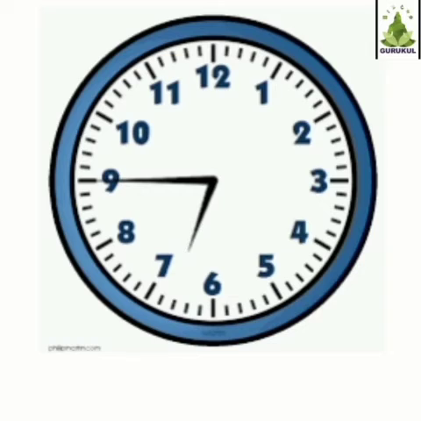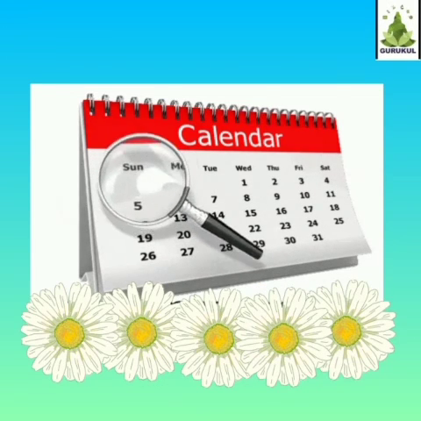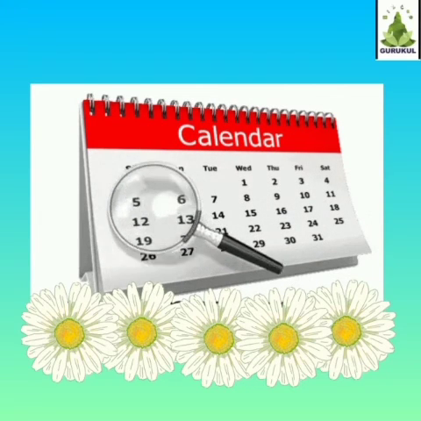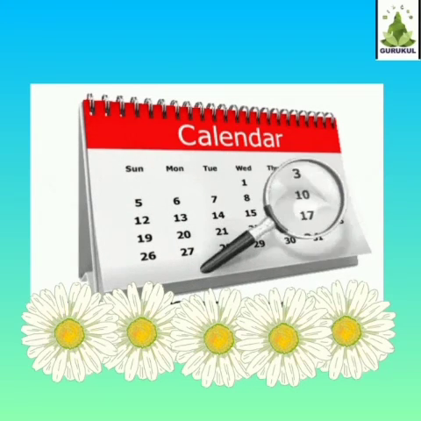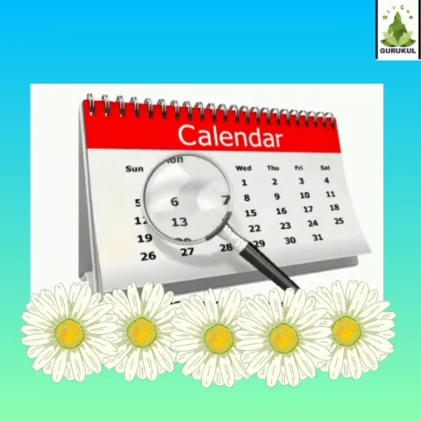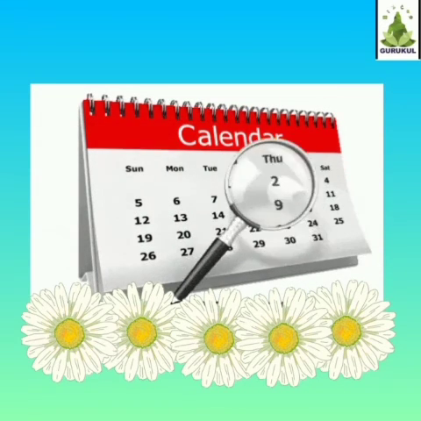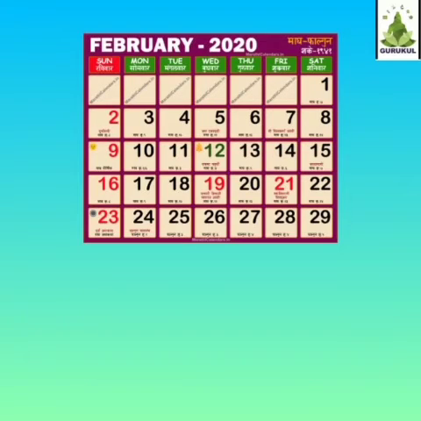Let us understand more about calendar. A calendar is a system of organizing days. It contains days, weeks, months, and year. A calendar can also mean a list of planned events. Study the page of this calendar and answer the questions.